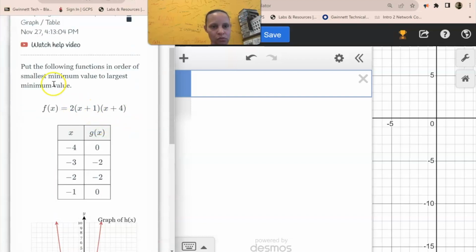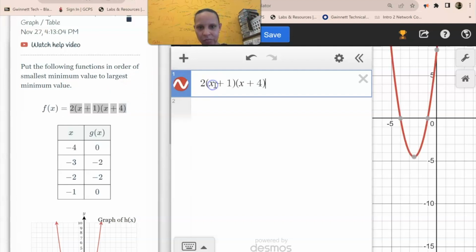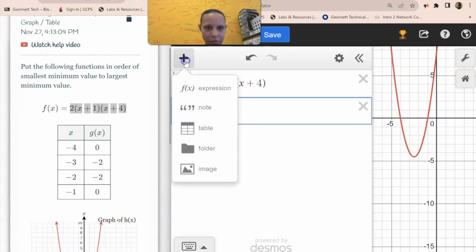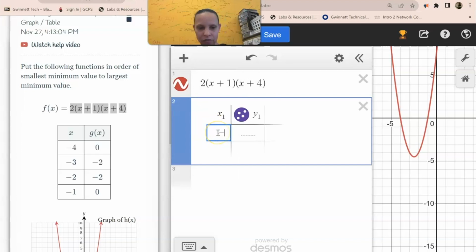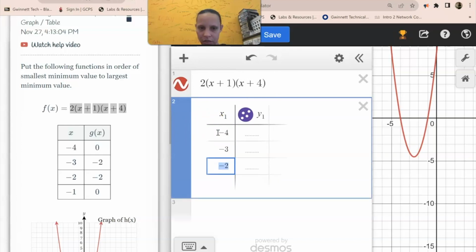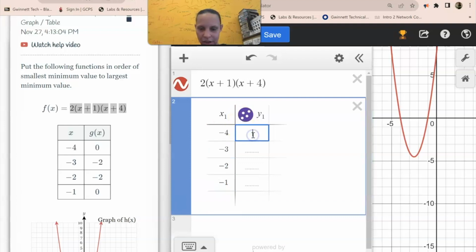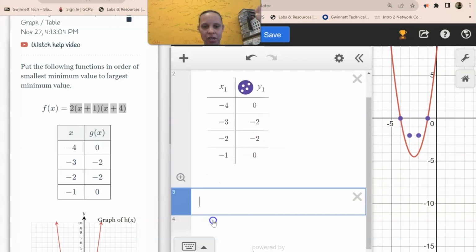Okay, so we're going to compare this, put this in order from smallest minimum to largest minimum. So take this. This is f of x. Put it in here. That's f of x, right? So you can already see the minimum is -4.5. We need a table, so we're going to come here, make a table. All right, so I have -4, -3, -2, -1. Then here I have 0, -2, -2 again, 0. And again, from a table, it's probably faster to do it forwards, but again, like I said, I am going to show you.